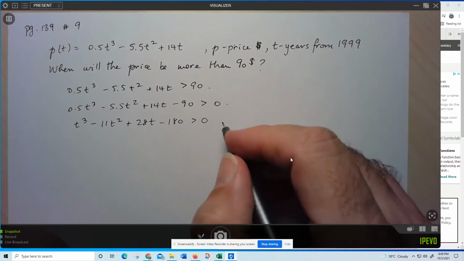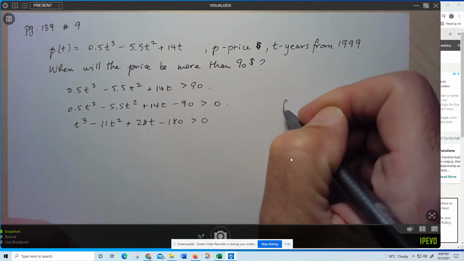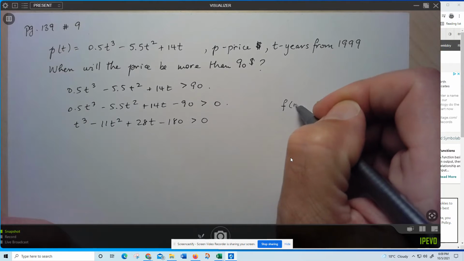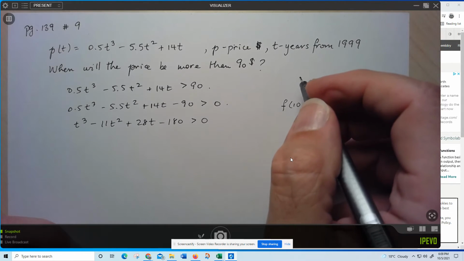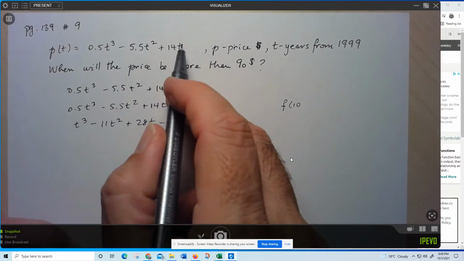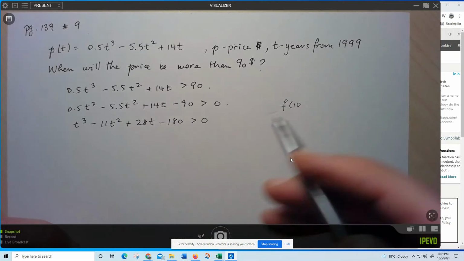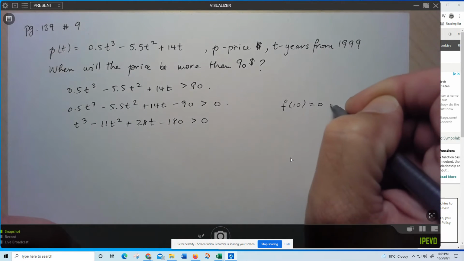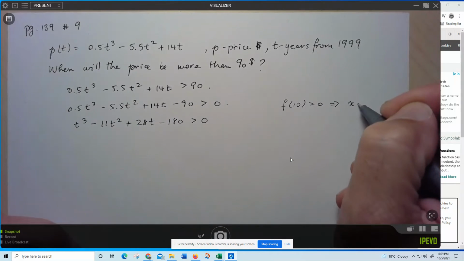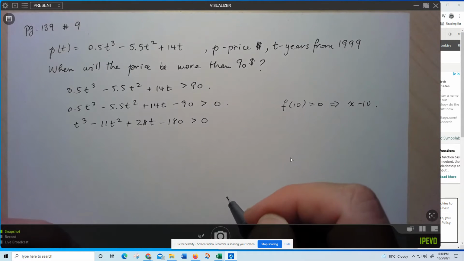So here, I'll do this work on the side. So f at 10, I'm not going to call this p because p is equal to this function. So I'll consider this thing, f at 10 is equal to 0. And of course, what does that mean? It means x minus 10 is a factor.